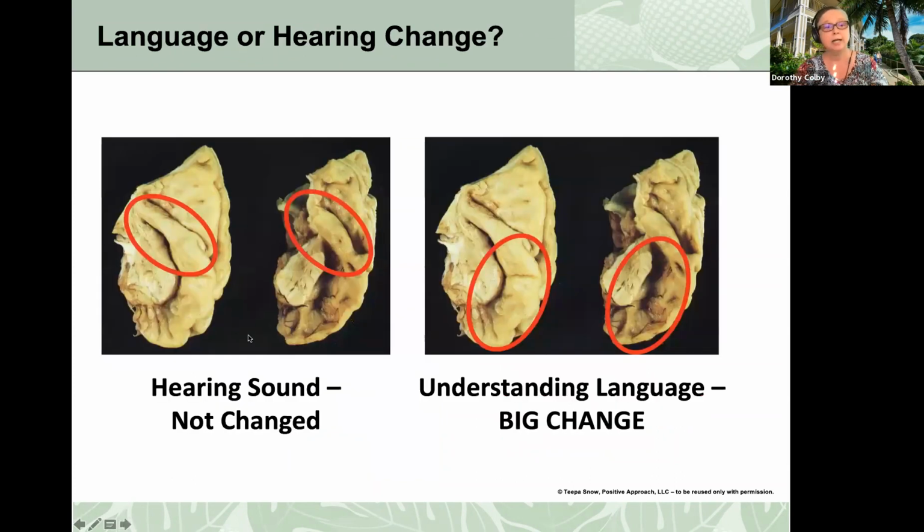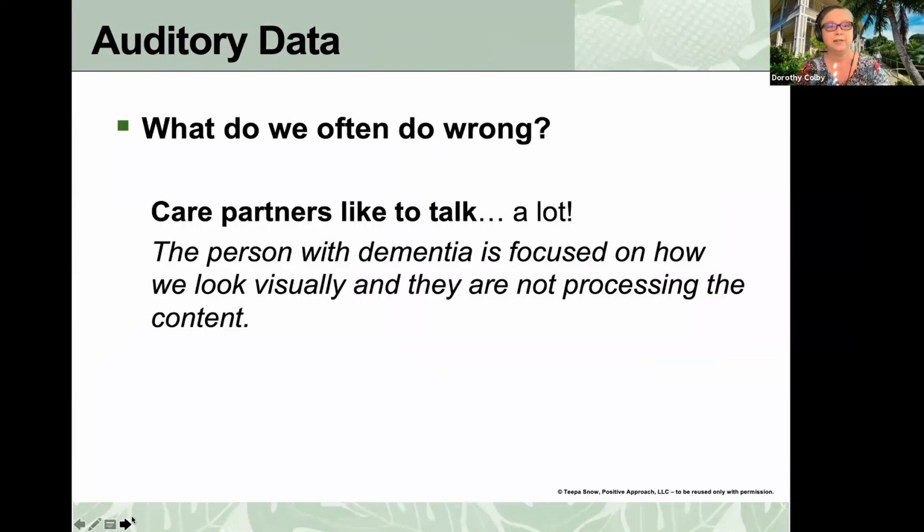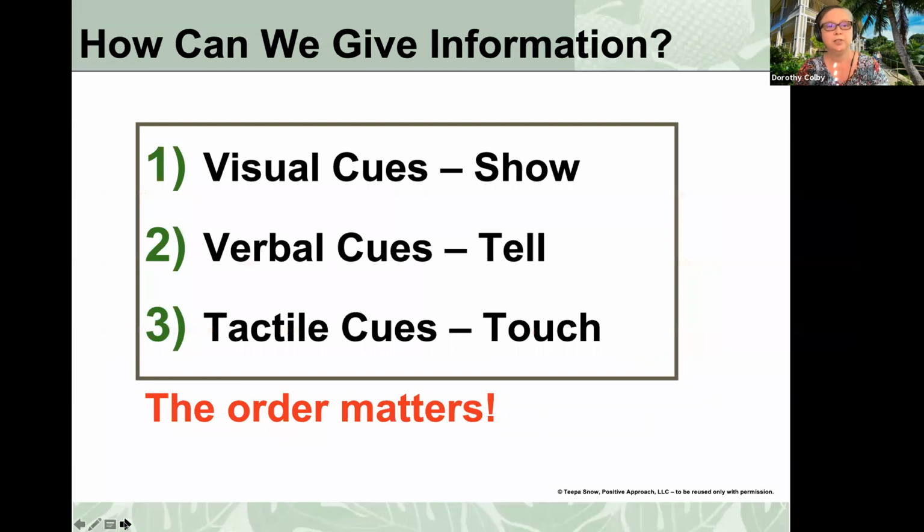So yeah, this is hearing. Like I said, I'm not hard of hearing. I'm hard of comprehension. It's a different part of the brain that's affected. And we do love to talk. So going back to those three sensory inputs: visual, verbal, touch.